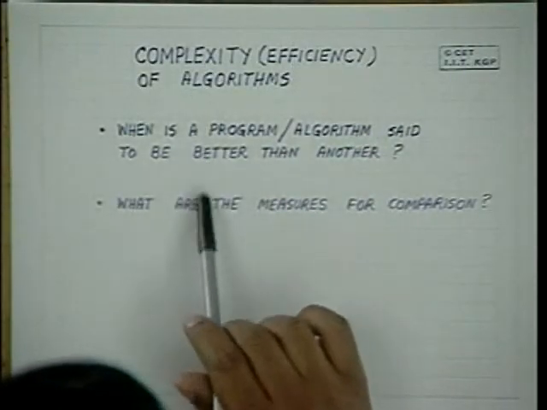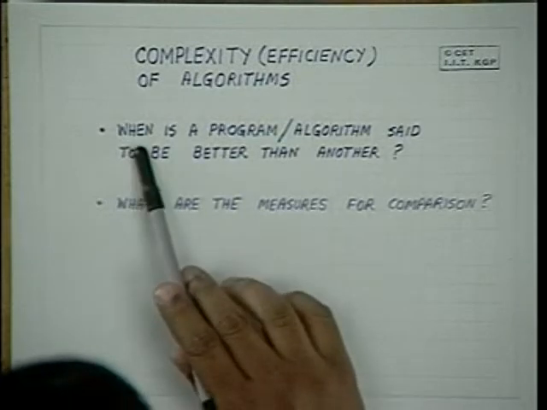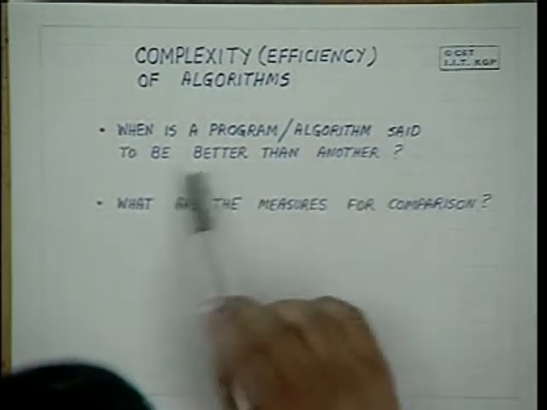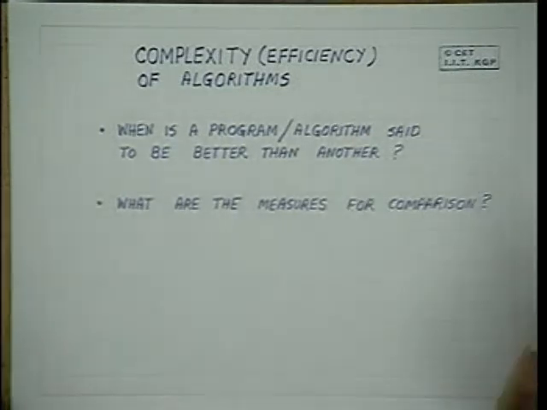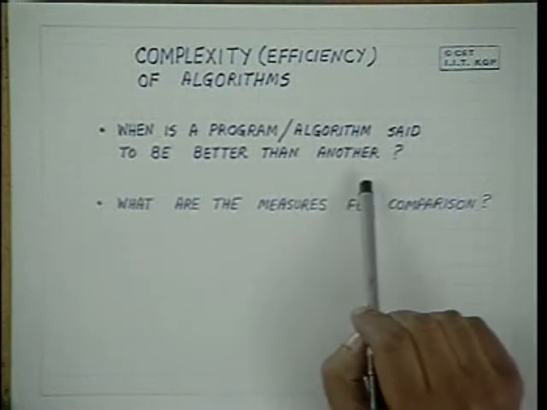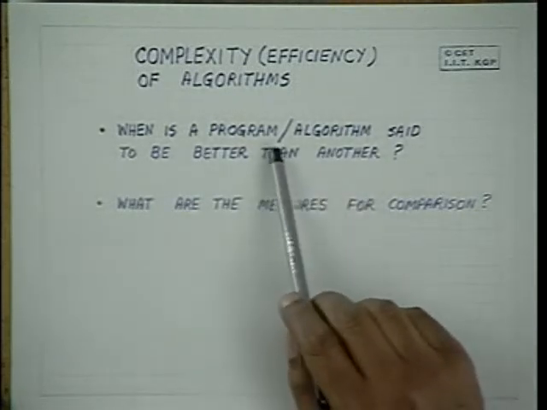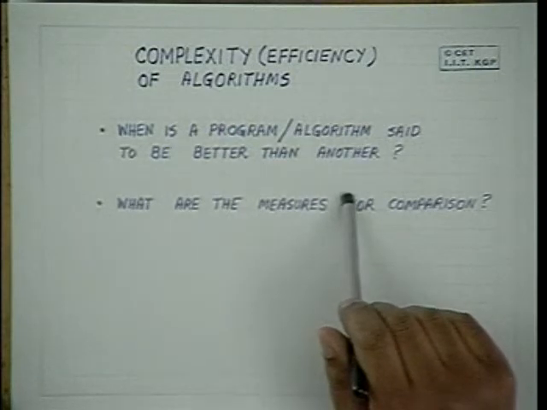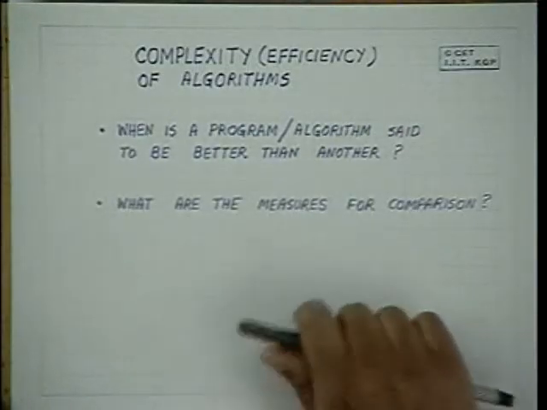To understand this, we have to answer two questions. First question is, when is a program or algorithm said to be better than another? If I give you the same program to run on two different machines, they will take two different amounts of time. And looking at the programs, one program may be much bigger in size compared to another, or one program may take more space than another, or one program may be easier to understand than another. So in terms of all these things, when do we say that one program is completely better than another?